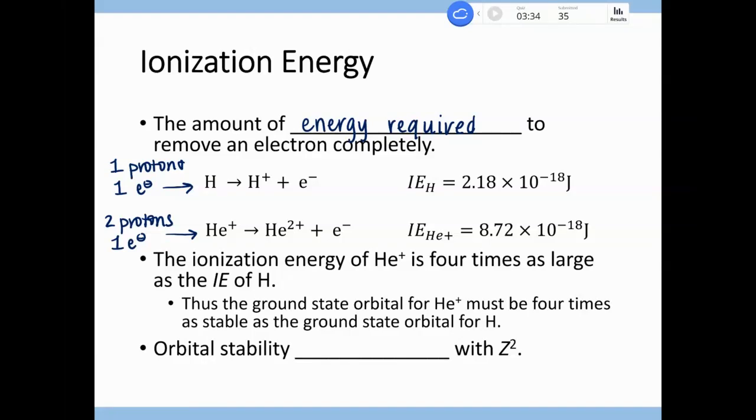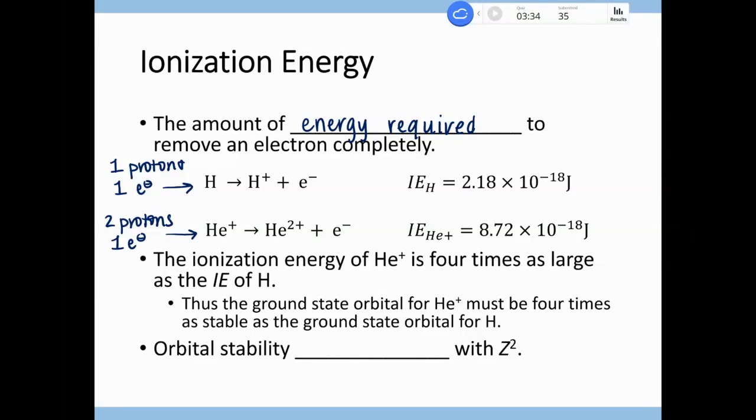Okay, so if we take neutral hydrogen and remove an electron, so now we have H plus and a free electron, that requires 2.18 times 10 to the negative 18 joules of energy to remove that electron. Helium with a +1 charge, we've got 1 electron that can be removed, but now we have 2 protons in the nucleus. To remove that electron, 8.72 times 10 to the negative 18 joules are required. So 4 times the amount of energy is required to remove an electron from helium with 2 protons than to remove the electron from hydrogen with 1 proton.